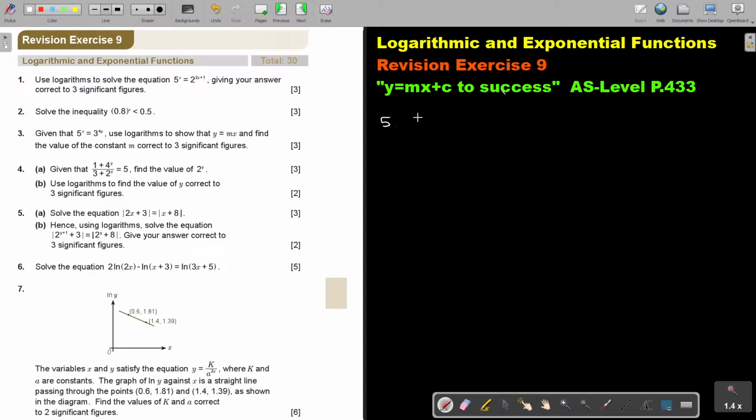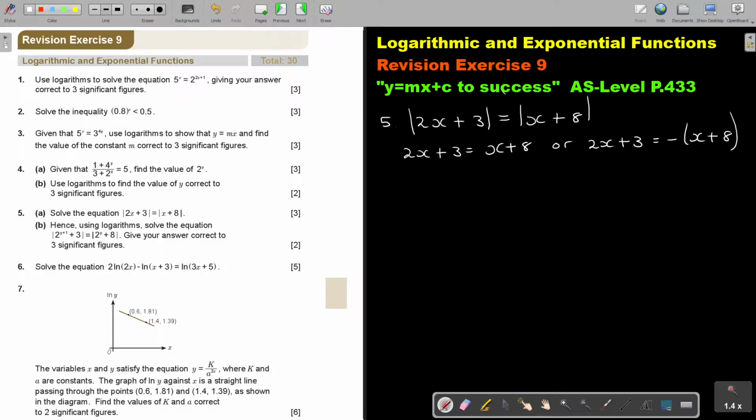Solve the equation. Okay, so this is just an equation, but this is an absolute value. So it's actually connecting with the previous chapter 8. Now, if I'm going to solve this, I'm just going to say correct to 3 significant figures. So solve this equation. What I'm going to do is I'm going to take the positive and the negative. So I'm going to say 2x plus 3 equals the positive option, x plus 8, or 2x plus 3, and I take the negative option, x plus 8.